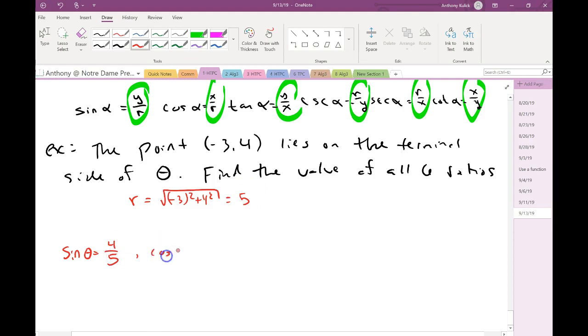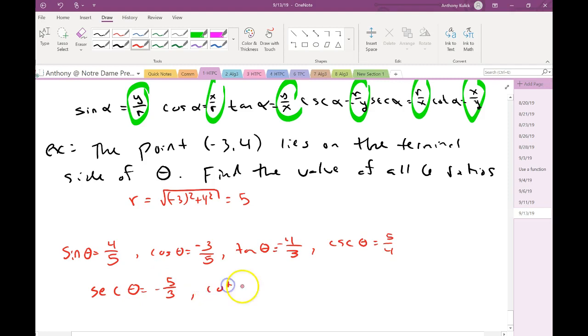Okay. Cosine then is going to be negative 3 over 5. Tangent is going to be negative 4/3. Cosecant is going to be 5 over 4. Secant is going to be negative 5/3. And cotangent is going to be negative 3/4. Everybody happy with that?